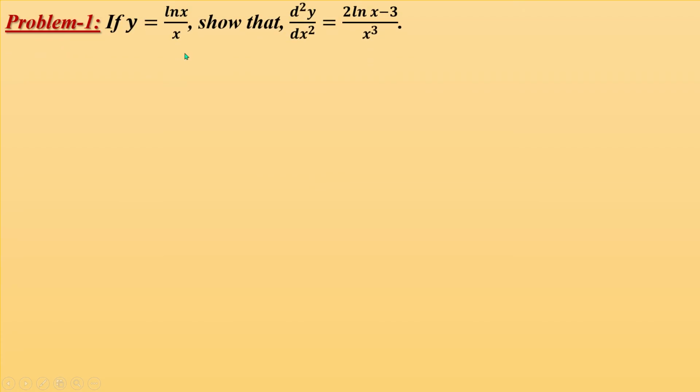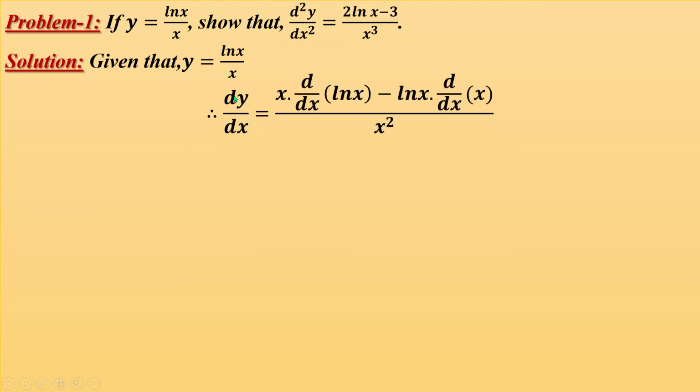1. If y equal to ln x by x, show that d square y by dx square is equal to 2 ln x minus 3 by x cube. Clear? Solution: given that y equal to this, here it is of the form u divided by v, and we know the derivative of u divided by v, because in my previous chapter or lesson I have explained it. So now follow.